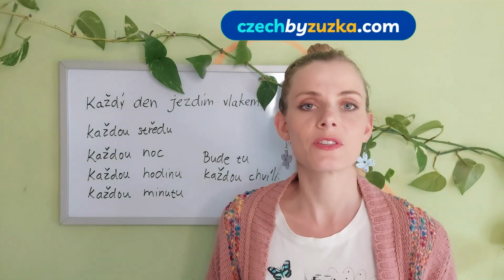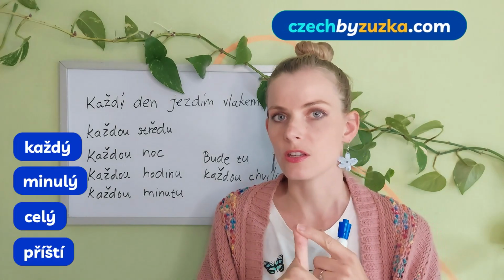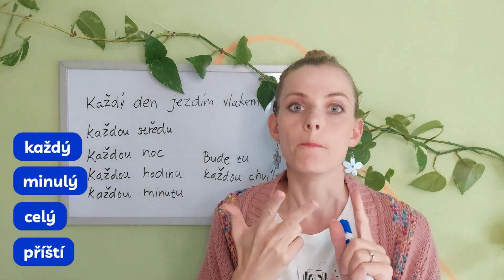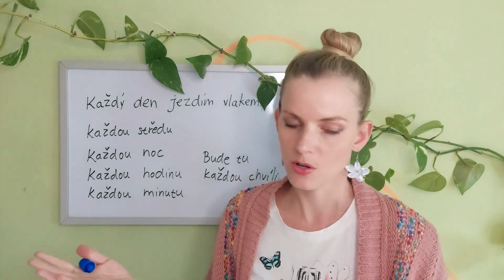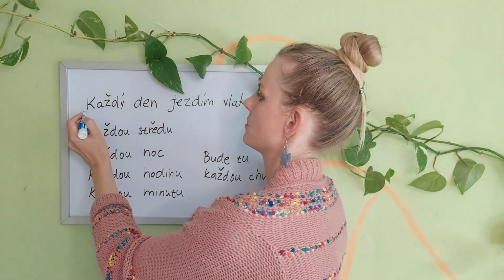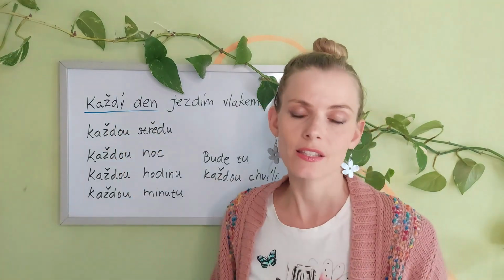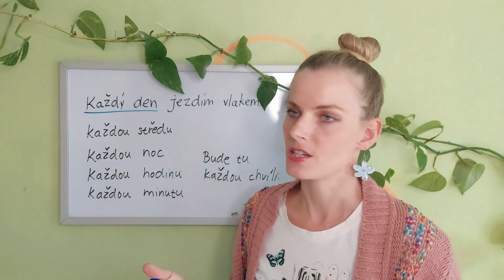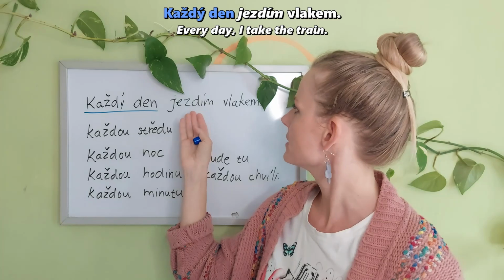This would typically concern the adjectives and pronouns. Každý, celý, minulý, příští, and a few more, but these are the most common ones. Everybody knows každý den, and we know that we don't have to worry about changing the form because den is masculine inanimate. Každý den jezdím vlakem. Every day I take a train.